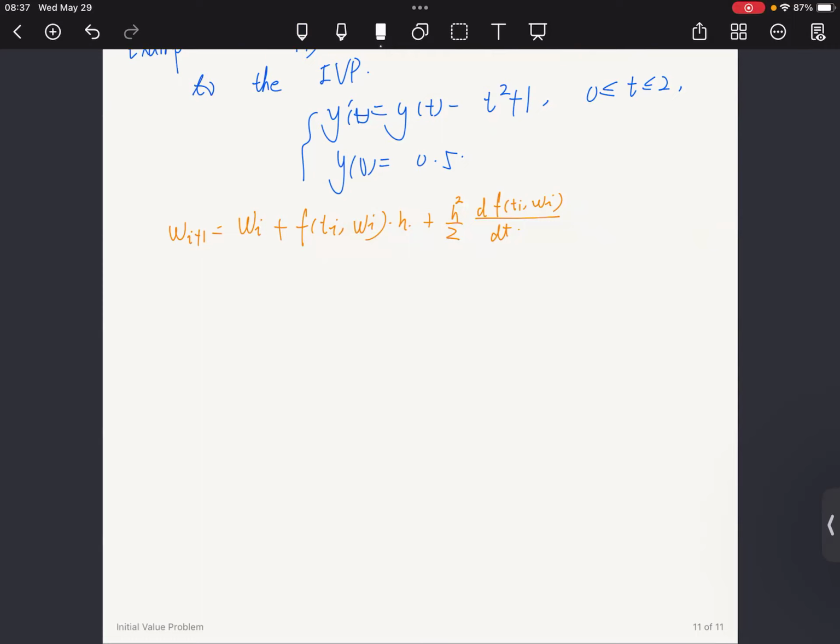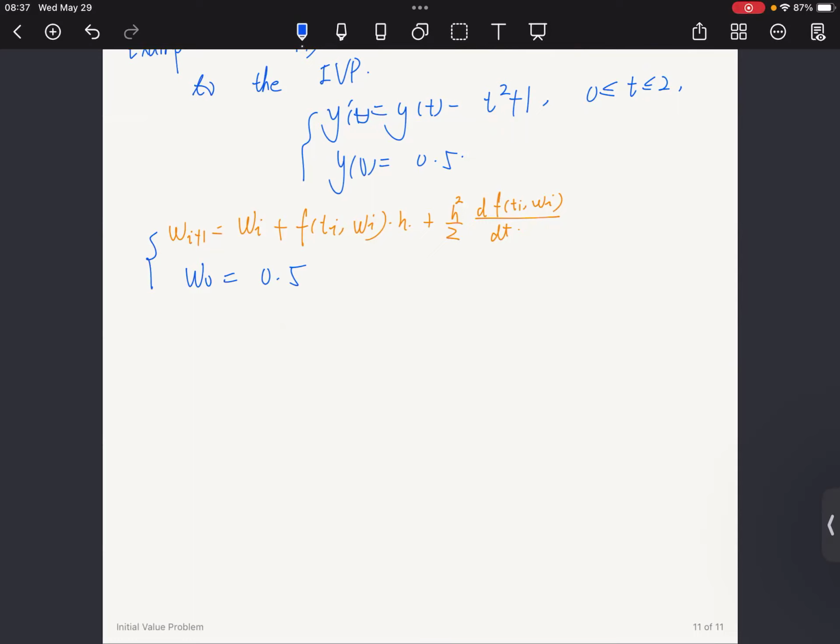And now I already know the f(t, y), the f function, and what I need to know is the derivative of f with respect to the variable t. So I'm going to calculate the derivative here, and also I set up w_0 here as the initial condition. And this is the setting here for the second order Taylor's method.